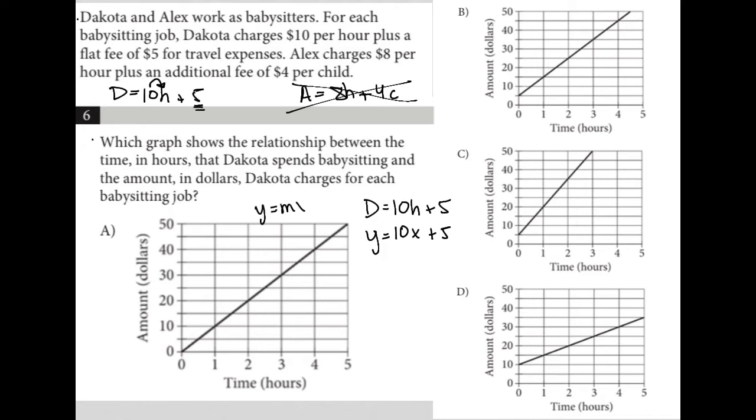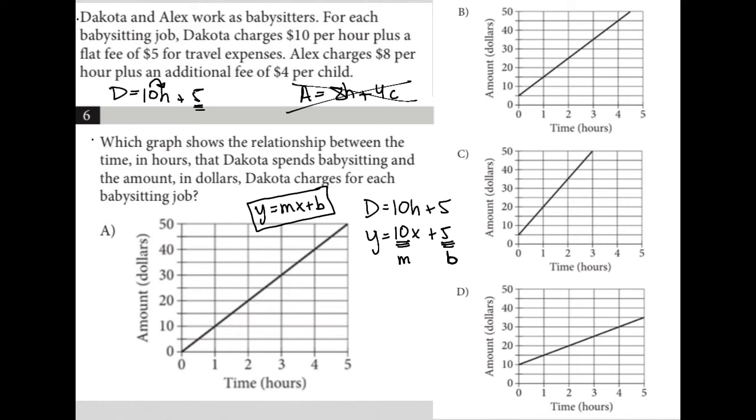Any chance I can get, especially when I'm dealing with graphs, I like to convert equations into y equals mx plus b format. So what this tells me is that 5 is my y-intercept, and that 10 is my slope, my m value. So which of these graphs has a y-intercept that's 5 and a slope of 10?